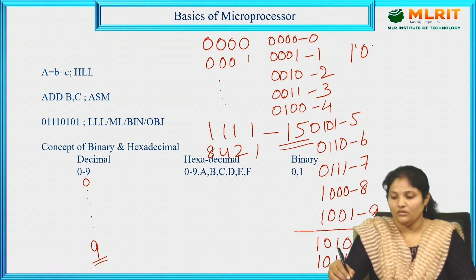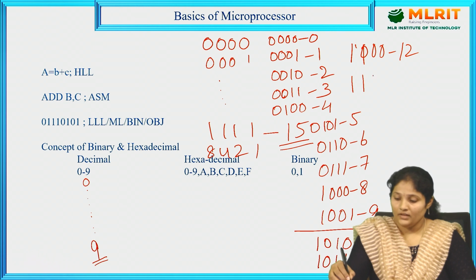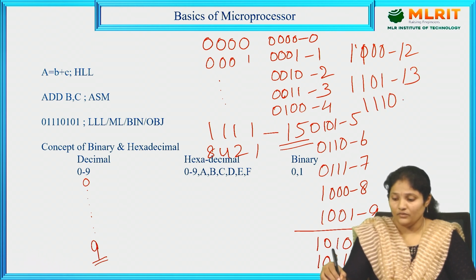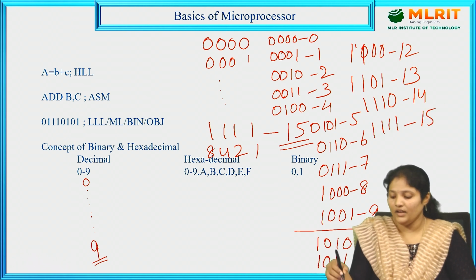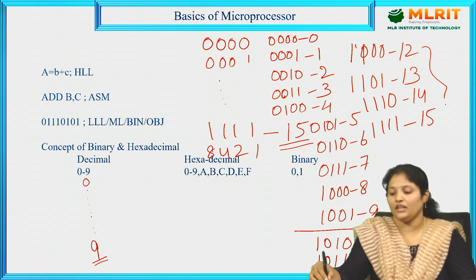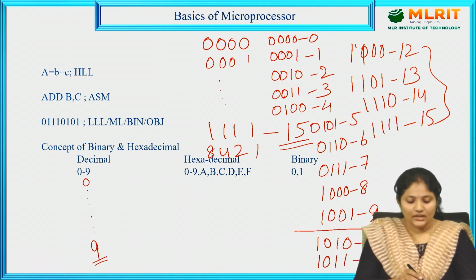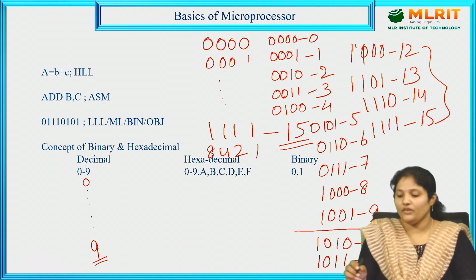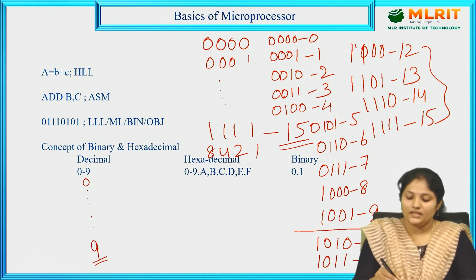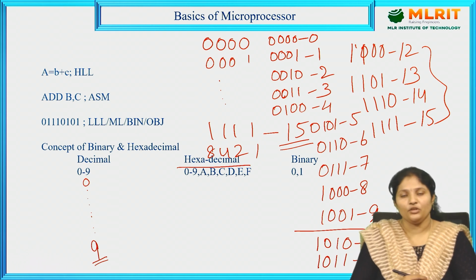1, 0, 1, 1, 0, 0, this would be 12. 1, 1, 0, 1, this would be 13. 1, 1, 1, 0, this would be 14. And all 4 ones would be 15. How are we going to represent this 10 to 15? We are initially utilizing only up to 9, no? So that's why this hexadecimal number system came into the picture.